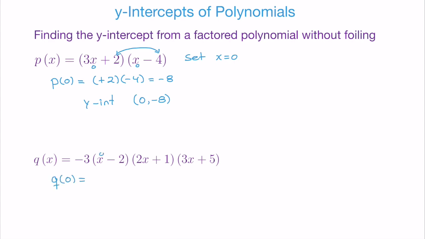And when you plug in 0 here, here, here, we get the negative 3 that's in front, a negative 2, a 1, and a 5. And when we multiply, we get 30. So the y-intercept is (0, 30). So we don't have to FOIL.